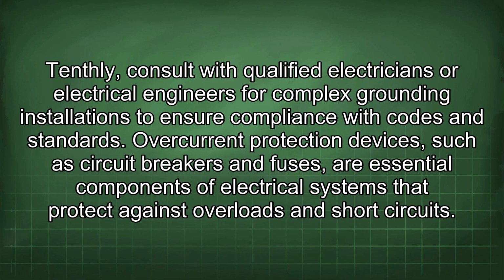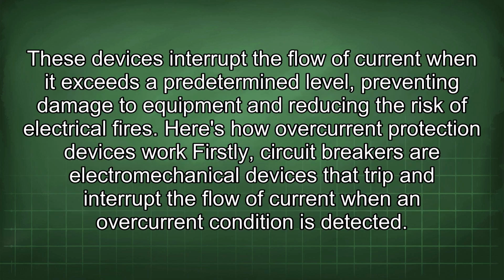Overcurrent protection devices, such as circuit breakers and fuses, are essential components of electrical systems that protect against overloads and short circuits. These devices interrupt the flow of current when it exceeds a predetermined level, preventing damage to equipment and reducing the risk of electrical fires. Here's how overcurrent protection devices work.